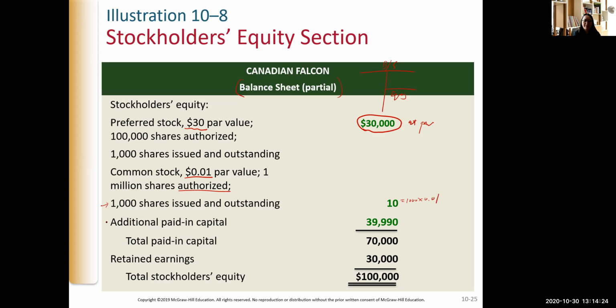And then the additional paid-in capital here includes both additional paid-in capital from common stock and preferred stock. And then total paid-in capital equals this one plus this one plus this one, which equals 70,000. Retained earnings comes from net income, right? Retained earnings is usually net income minus dividends. Then adding these two up, you get the total stockholders' equity.